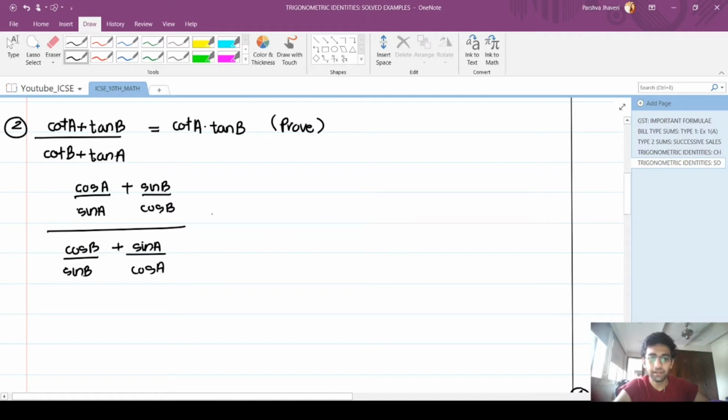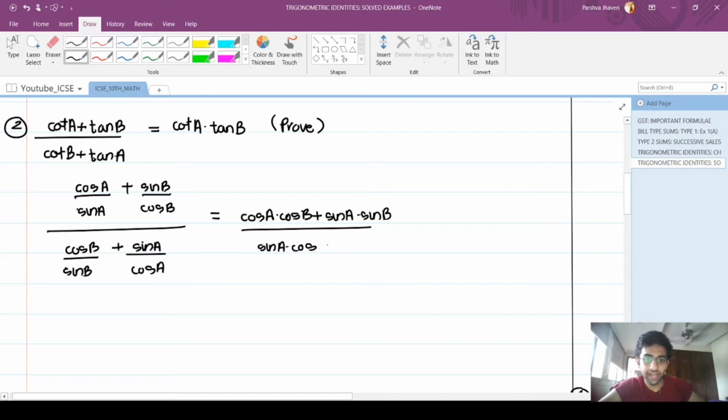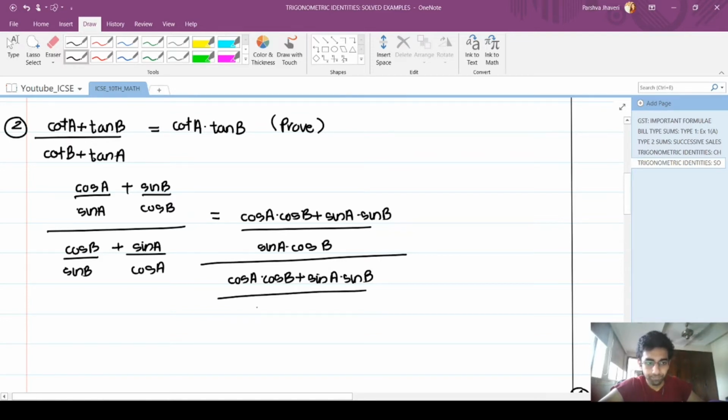Now the sum is very simple. All you have to do is add these two fractions and add these two fractions. As I told you, first we'll take LCM. In the numerator, the LCM of the fractions gives cos A cos B plus sin A sin B upon sin A cos B. In the denominator, again I'll take cos A cos B plus sin A sin B upon cos A sin B.